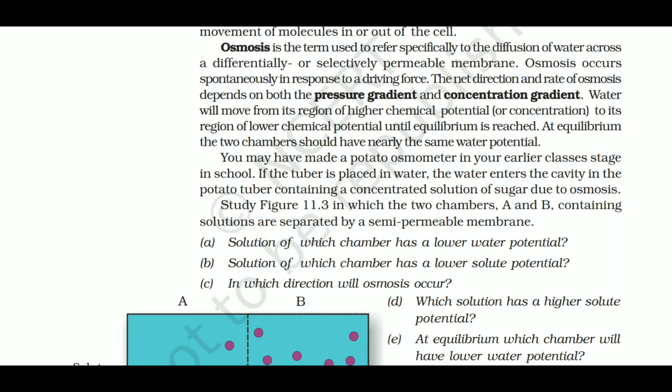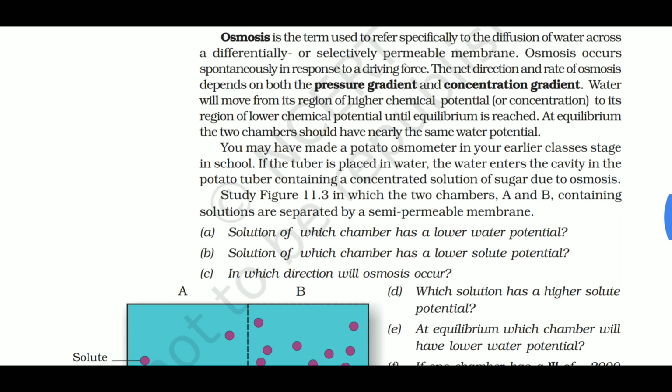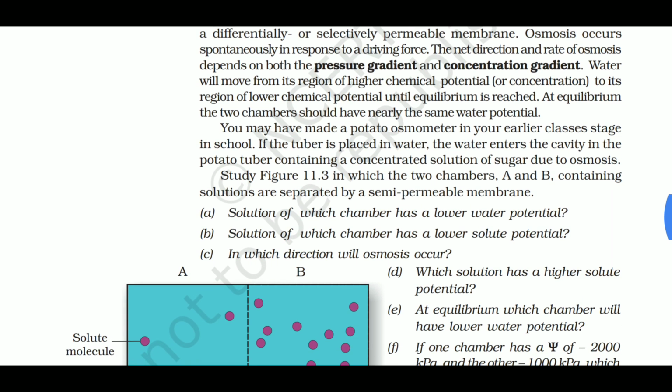Always the biological membranes are selectively permeable, because if the biological membranes are freely permeable, what will happen? The water can come freely inside, it will increase the size and it will burst. So because of that, it is made selectively permeable. Osmosis occurs spontaneously in response to a driving force. The net direction or rate of osmosis depends on both pressure gradient and concentration gradient.